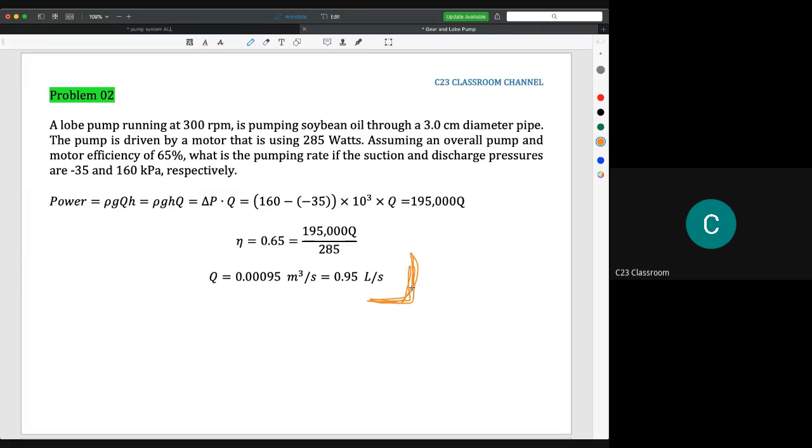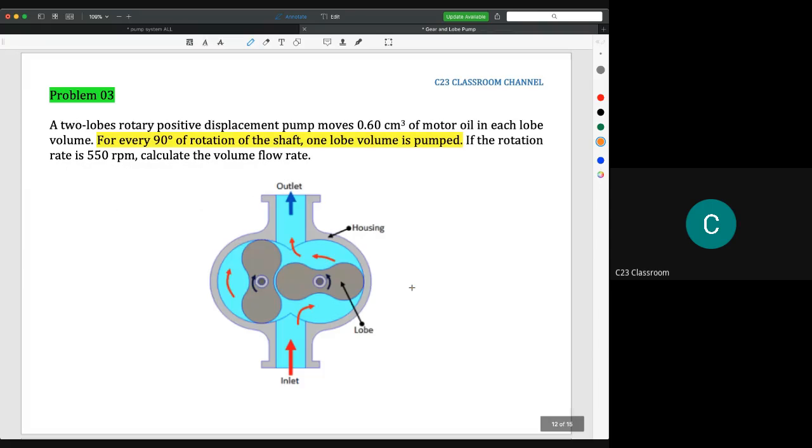Okay, so this is the calculation for the lobe pump. Then we go for this one. A two-lobe rotary positive displacement pump moves 0.60 centimeter cube of motor oil in each lobe volume. For every 90 degrees of rotation of the shaft, one lobe volume is pumped. If the rotation rate is 550 RPM, calculate the volume flow rate.